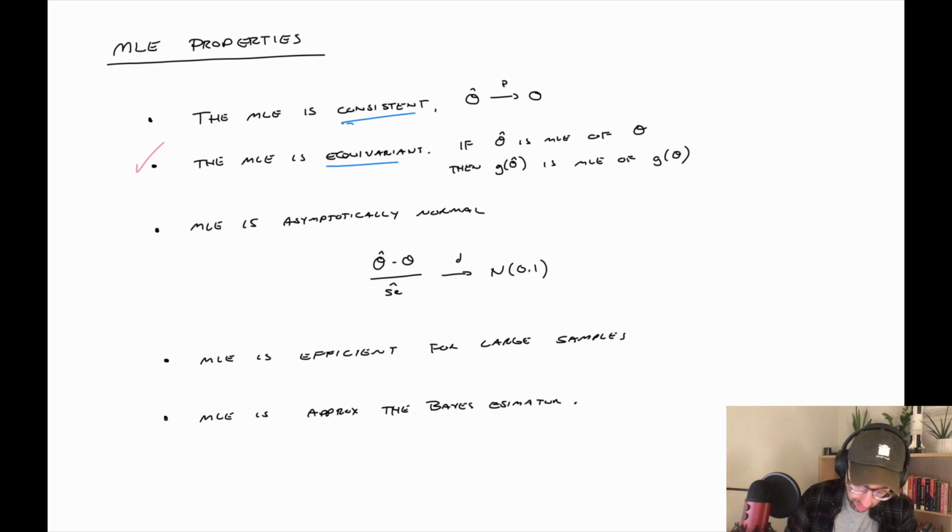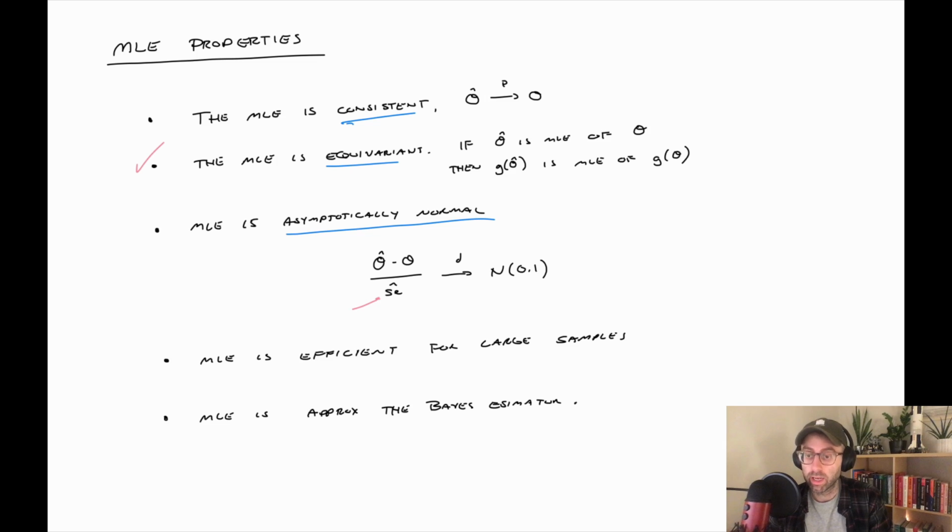Okay, so the MLE is also asymptotically normal, except it has a nice property where this estimated standard error here, we can get an analytic formulation of that, that'll still give us this approximate normality. And that's going to be a big focus of what we talk about in this video. We're going to argue that the MLE is efficient for large samples. We'll sort of leave explanation of that one until we get there.